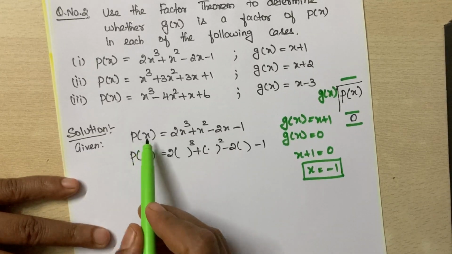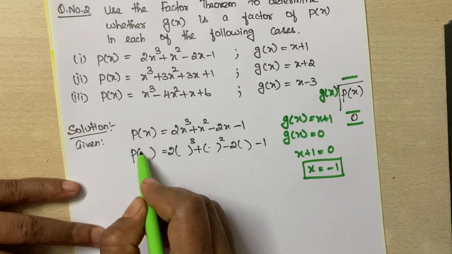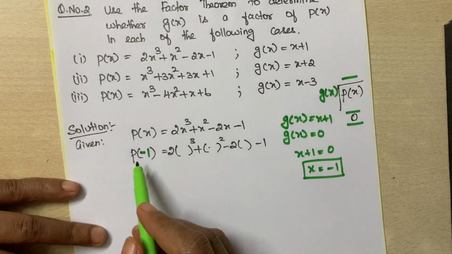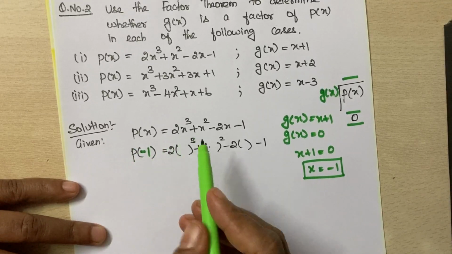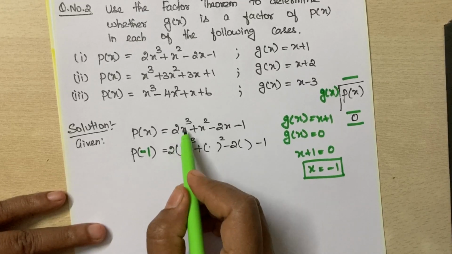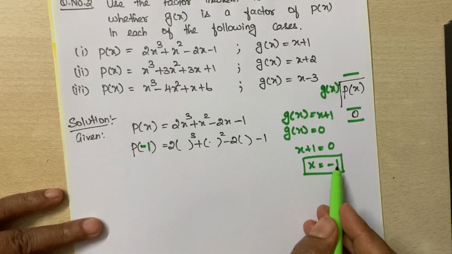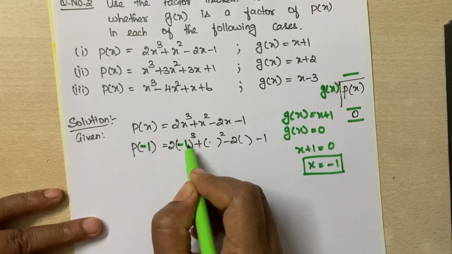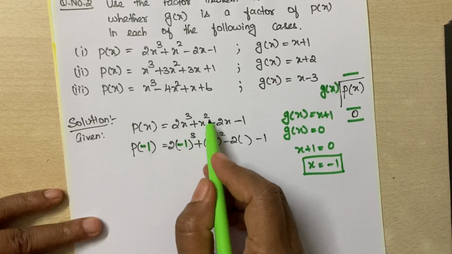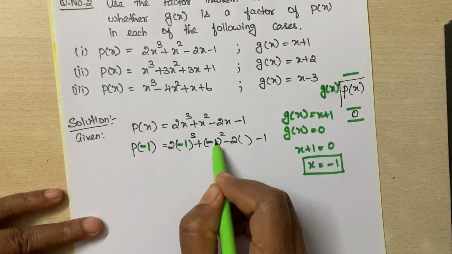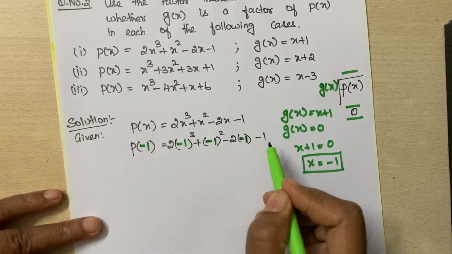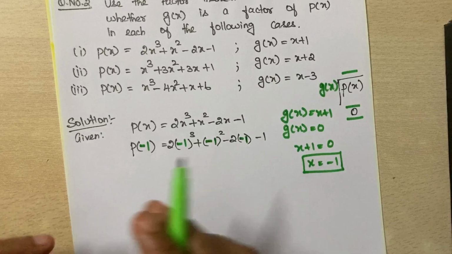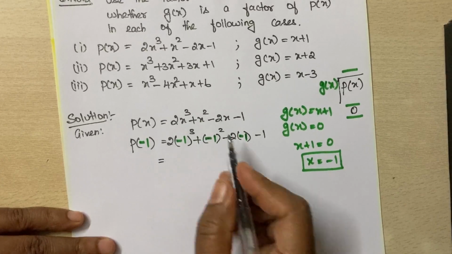Now this x value we are going to apply in p of x. In the place of x, minus 1 we are applying. So this will give you the clarity how we are applying the x value. Now 2 into x cube. What is the meaning? X is minus 1. Minus 1 cube plus x square, that is minus 1 square, minus 2 into x, that is minus 1. Now let us expand this.